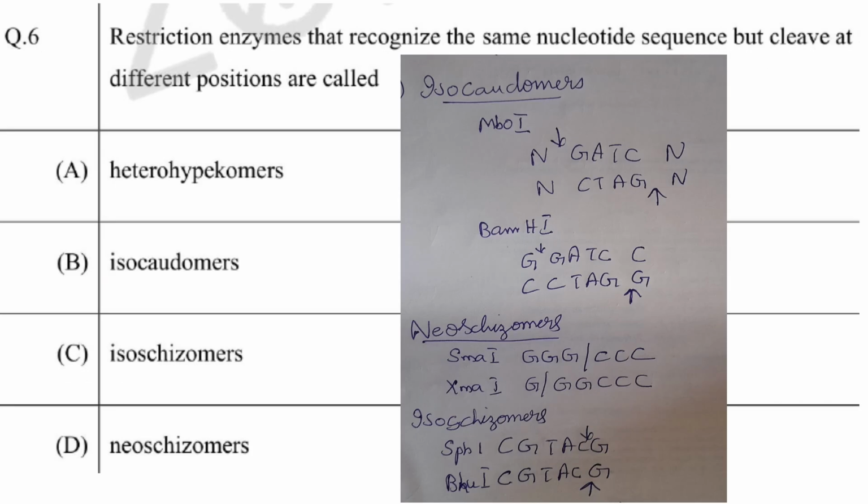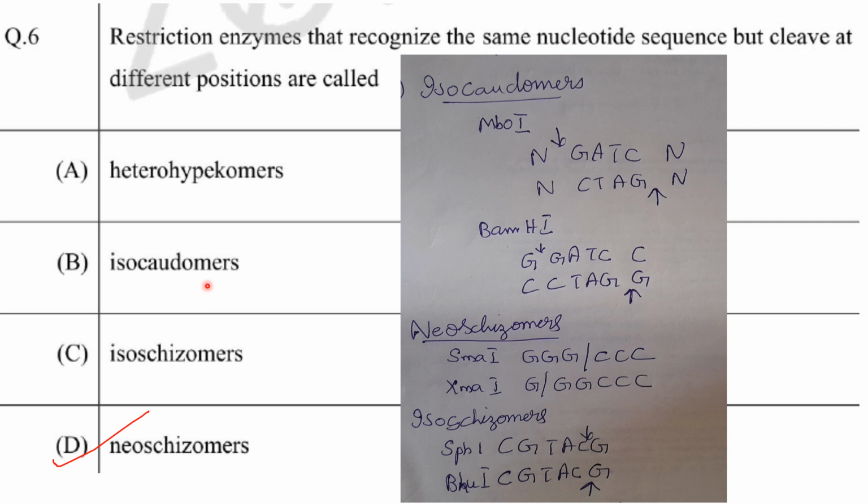Then next one. Restriction enzymes that recognize the same nucleotide sequence but cleave at different positions are called neoschizomers. If you see D over here, if you see in the photograph, SmaI is GGGCCC. Similarly, XmaI is also GGGCCC. But SmaI cleaves here and XmaI cleaves here. So they have the same nucleotide sequence but they cleave at different positions. So they are called neoschizomers.